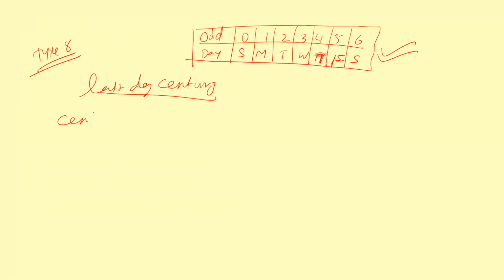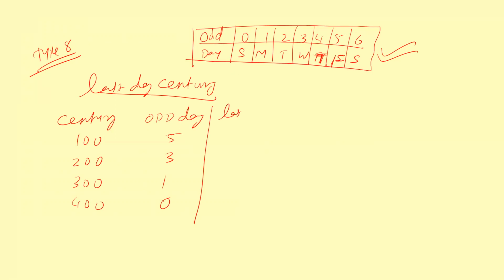So see the centuries: 100, 200, 300, 400. And the odd days for each are 5, 3, 1, 0. Already we have discussed this in the first class of calendar. If you have a doubt, go and check that first video. What is the last day of the century? It is 31 December of the century. 31 December of the century is called the last day of the century.